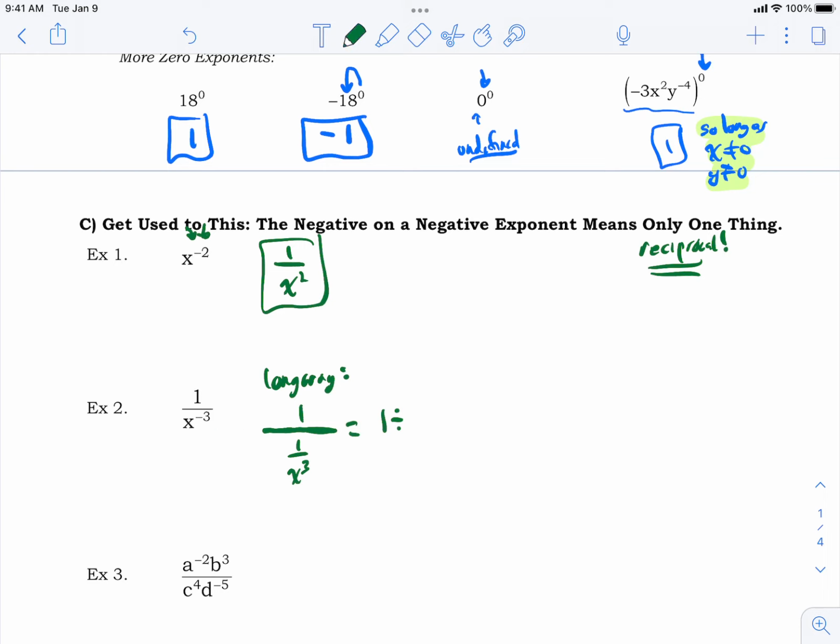So I've got a 1 on top, and I'm dividing by the 1 over x cubed. Now you remember how you divide by fractions? You multiply by the reciprocal. And so in the end we get x cubed over 1, which is just x cubed. That whole thing is just x cubed.